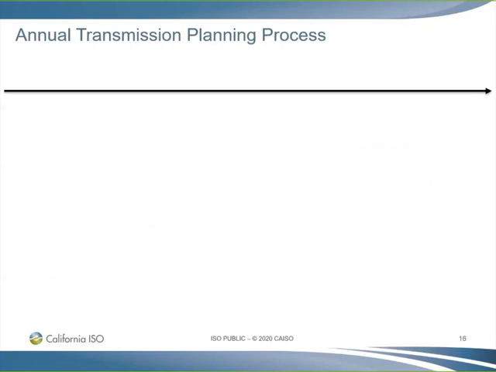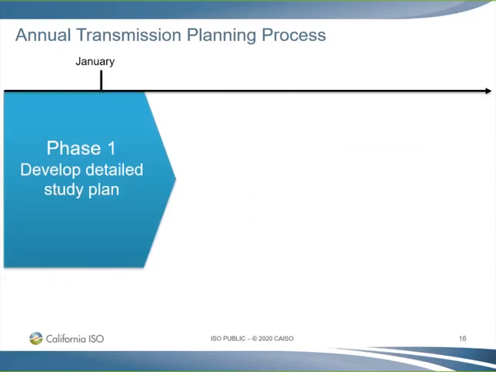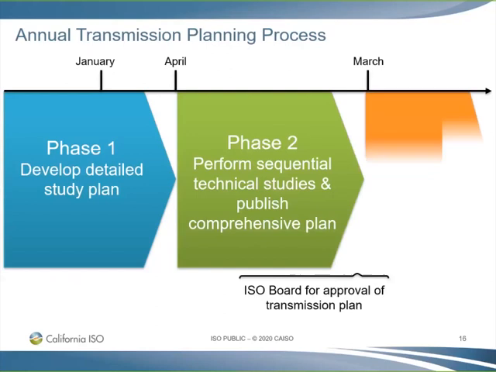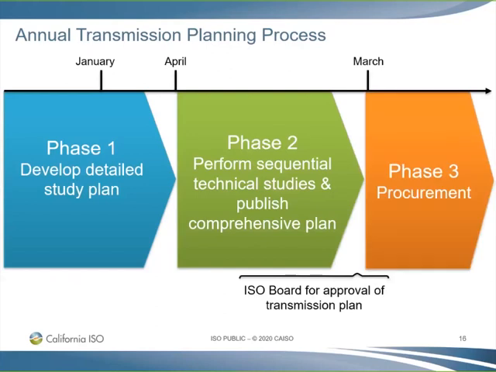Our transmission planning process begins annually and lasts 15 months. This process has two phases, for project definition and evaluation, and a possible third for competitive solicitation for selected projects. In phase one, we are developing forward-looking assumptions. In phase two, we are performing analyses and identifying transmission needs. If approved by the ISO board, in phase three, we select proposals to build needed transmission projects.